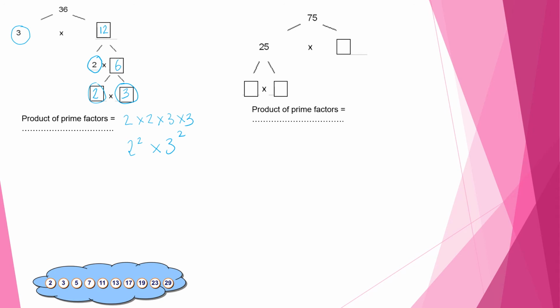squared. For 75, we're going to do 25 times 3. 3 is a prime number, so obviously we're going to circle it. And to get 25, we're going to do 5 times 5, which are both prime numbers. So 3 times 5 times 5, or 3 times 5 squared.